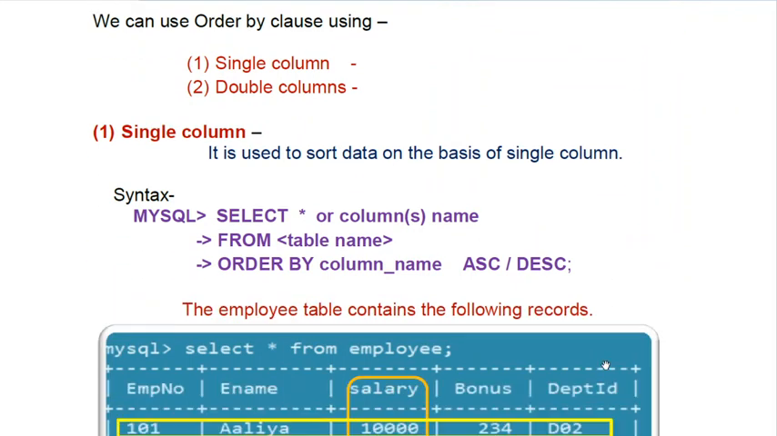The general syntax: select asterisk or column name from table name. Table name is the data source. The from clause is used to specify the data source. Order by column name, then specify ASC or DESC, either ASC or DESC. But if you want ascending order, you can skip this one. So don't write ASC.